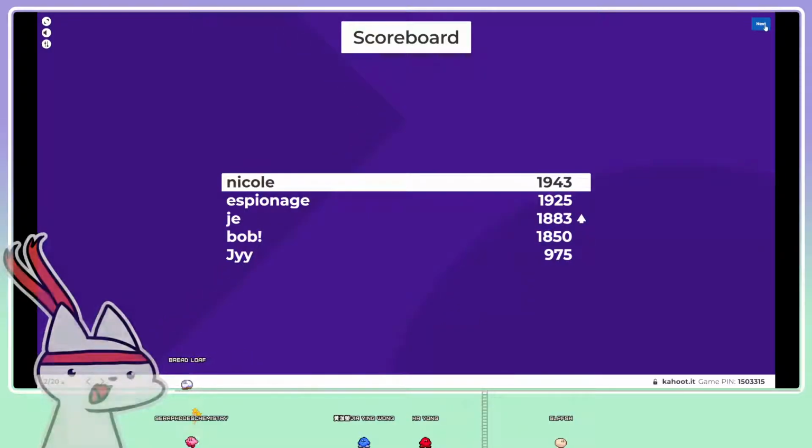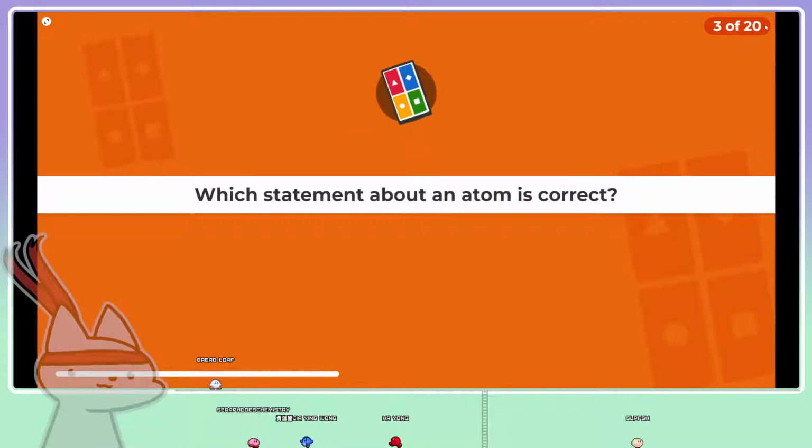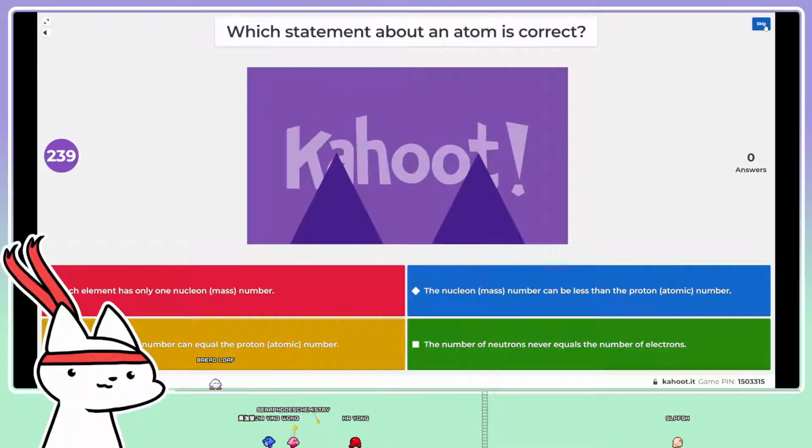Okay. Nice. Which statement about an atom is correct?